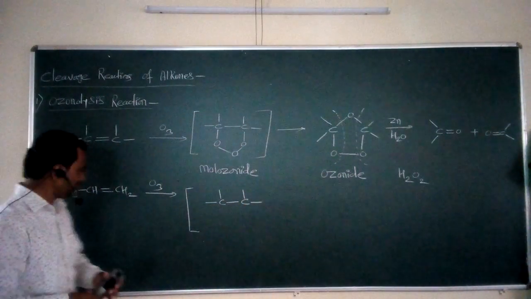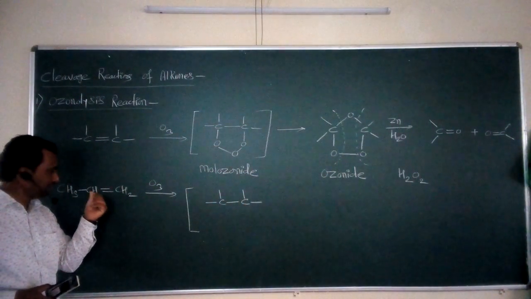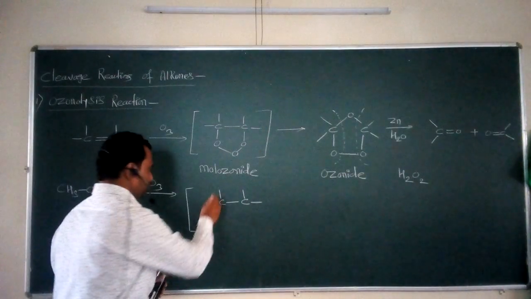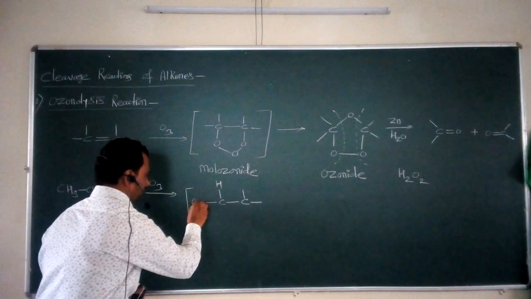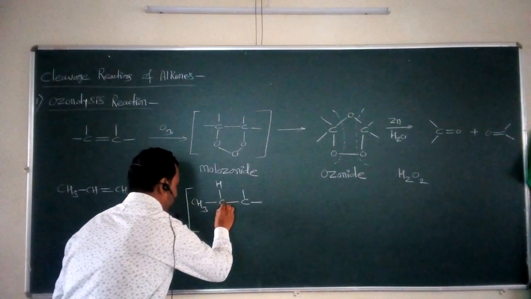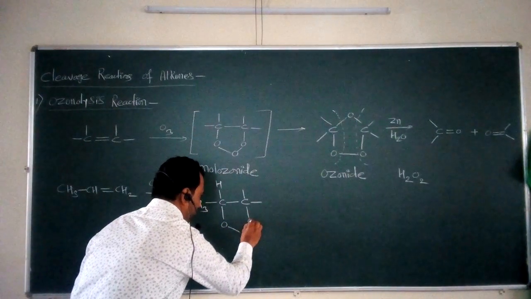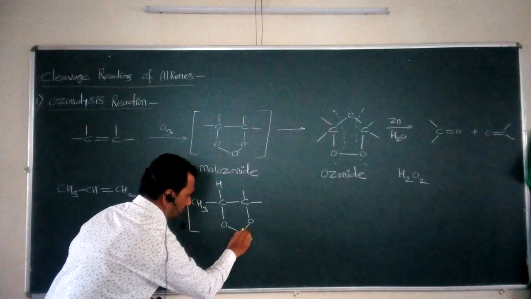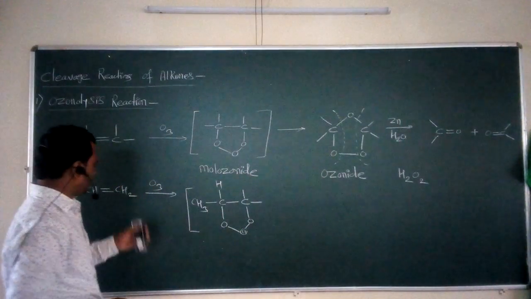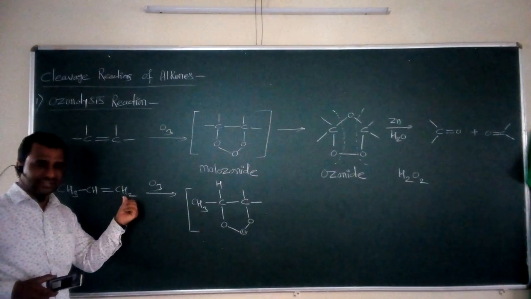Now what do I have to write here? To this first olefinic carbon, one methyl group and one hydrogen is attached. So I write here H. This is CH3, single bond oxygen, single bond oxygen, again single bond oxygen is there. This is from ozone.